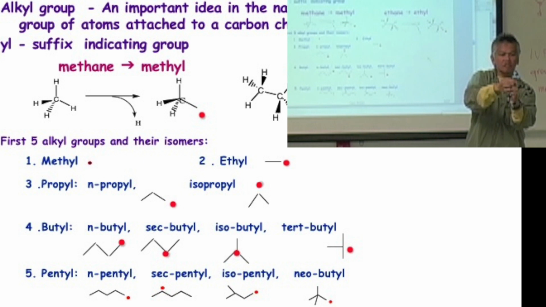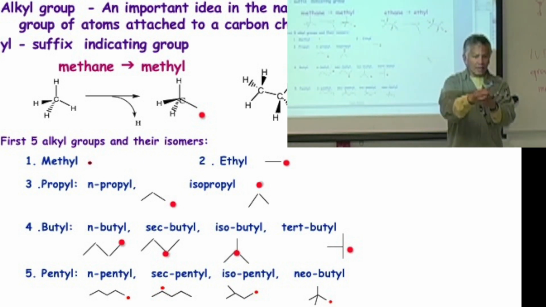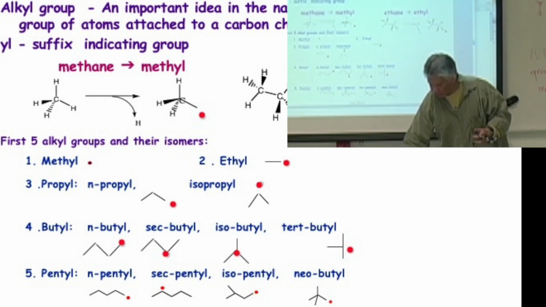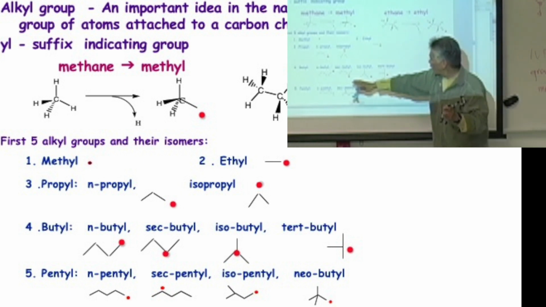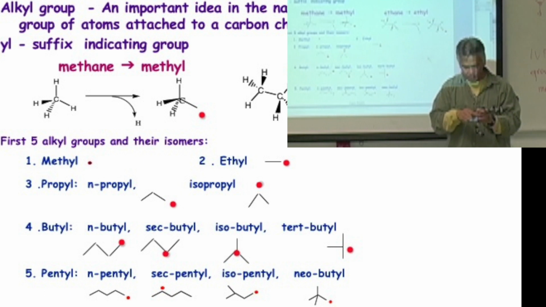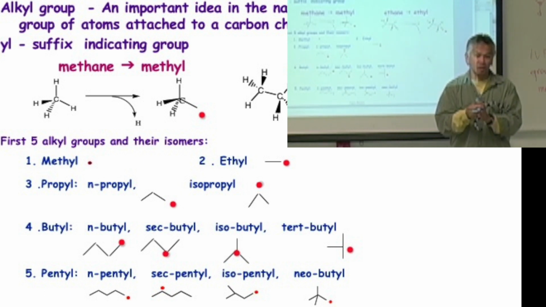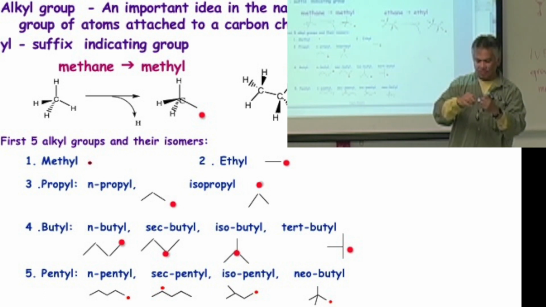Again, these things are on your cover sheet. You just have to recognize what they look like. The butyls are sort of different. There's 3 ways of doing it. I can do it through the end, in which case it's n-butyl. I can do it through the second carbon, sec-butyl, exactly. Or I can arrange it so that it looks like this.